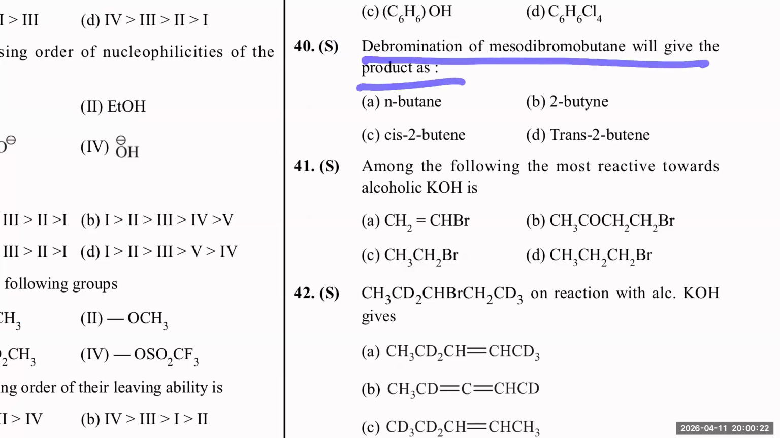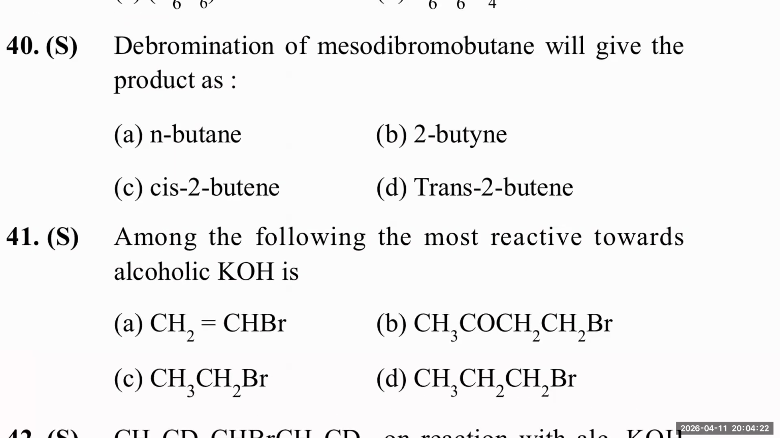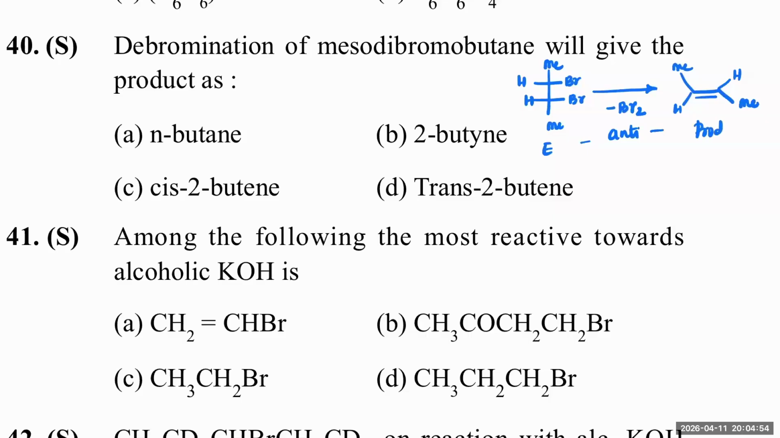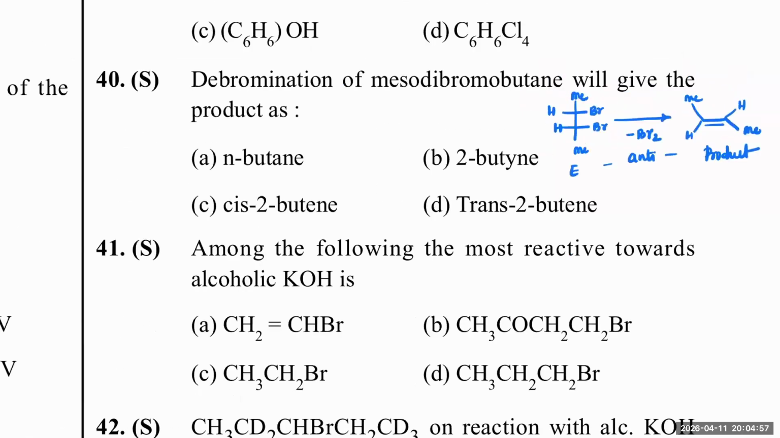Debromination of meso-dibromobutane will give you... Mesoform here is like this. Mesoform is Br, Br, H, H, methyl, methyl. Now this, if you're doing debromination, then debromination is an anti-elimination. Okay. So since it is an anti-elimination and this is erythro anti, we should get trans. So this is methyl, methyl here, H and H here. So this is the product you should get.